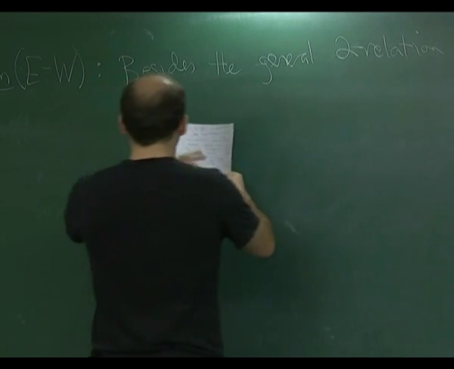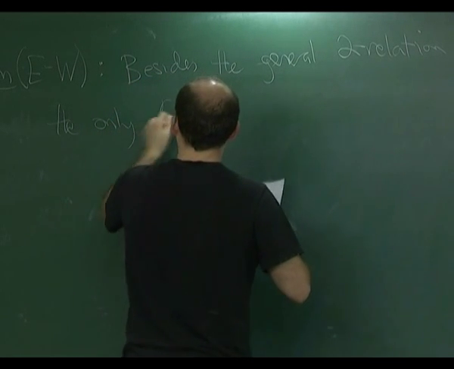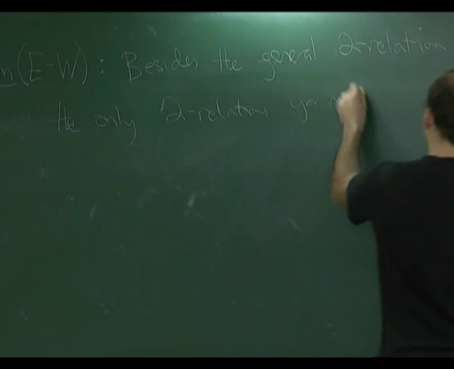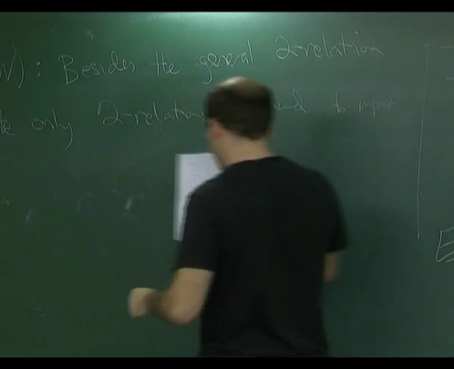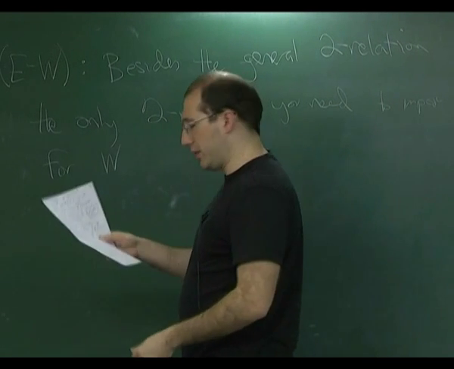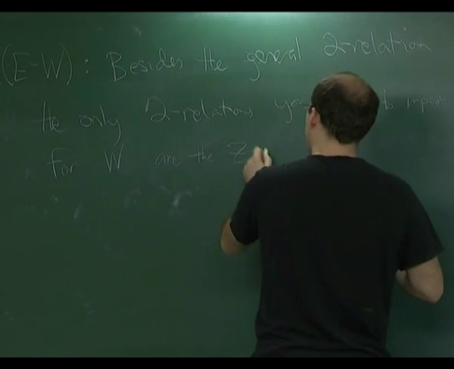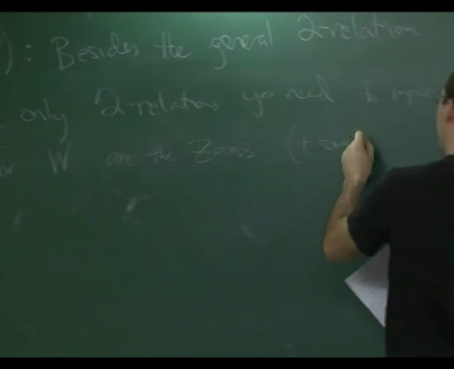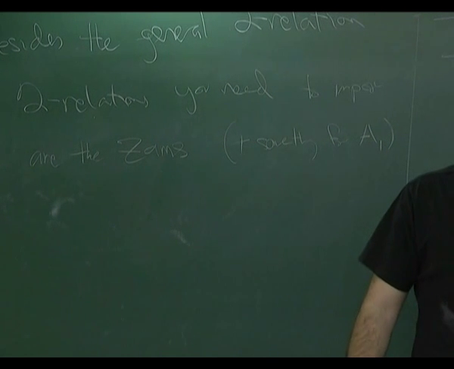So there are some general relations, but besides those, the only two relations you need to impose for W, for a categorical action of a Coxeter group, are the Zamolodchikov relations and something in type A1.